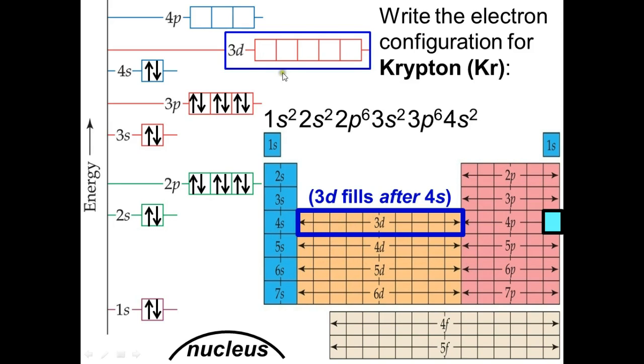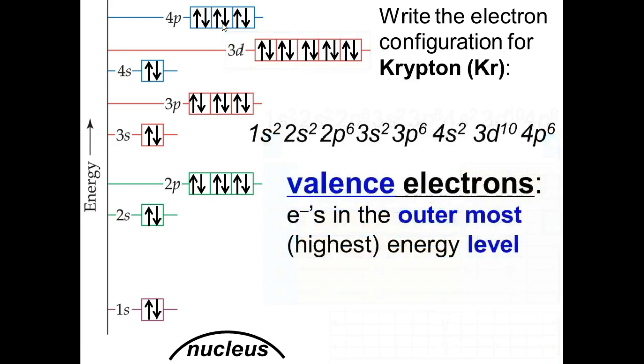And so this still counts as a third energy level, but this is just weird how they place it. We have 3D filled, so we can fill up all those boxes. Then we have 4P, and we have 1, 2, 3, 4, 5, 6 boxes, so we fill up the 4P box. And we are done with Krypton's electron configuration.